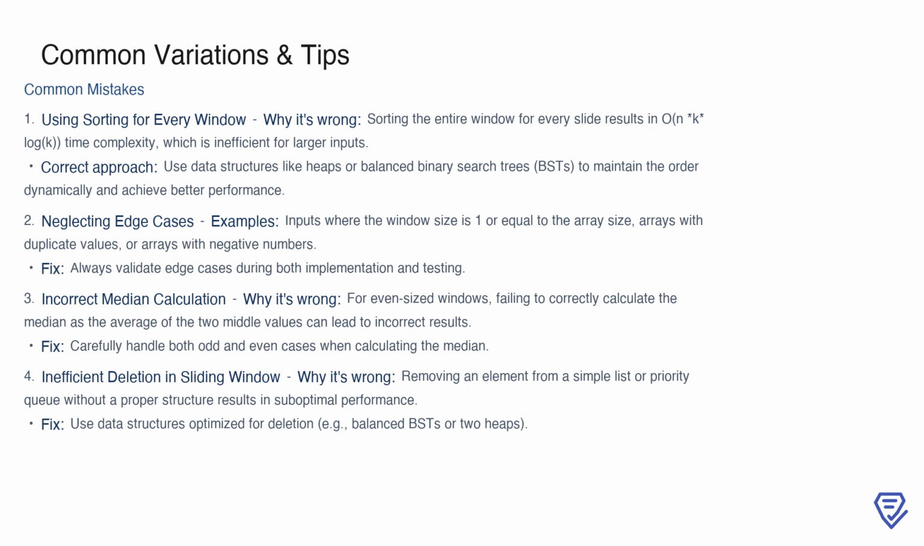Lastly, inefficient deletion within the sliding window can be a bottleneck. Removing elements directly from a list or priority queue without the right structure can be slow. To address this, opt for data structures designed for optimized deletions, like balanced binary search trees or the two-heaps method.